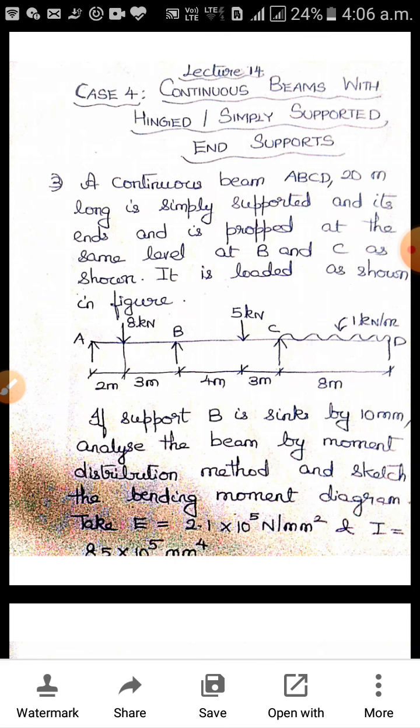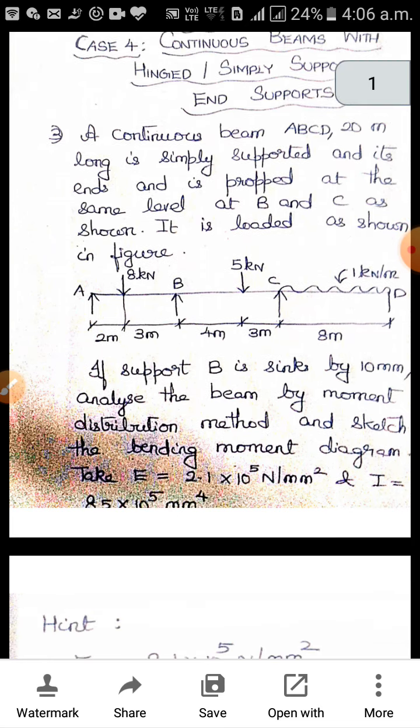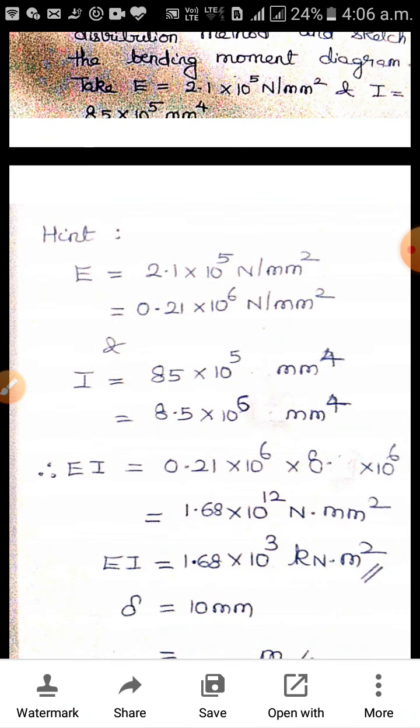For the bending moment diagram, in one class I'll explain everything and we can draw it later. So now we are concerned only with finding the final moments. E equal to 2.5 into 10 power 5 Newton per mm square and I equal to 85 into 10 power 5 mm power 4. I already told you, if EI value equals something into 10 power 12, you can easily have it as that value into 10 power 3 kilonewton per meter square.